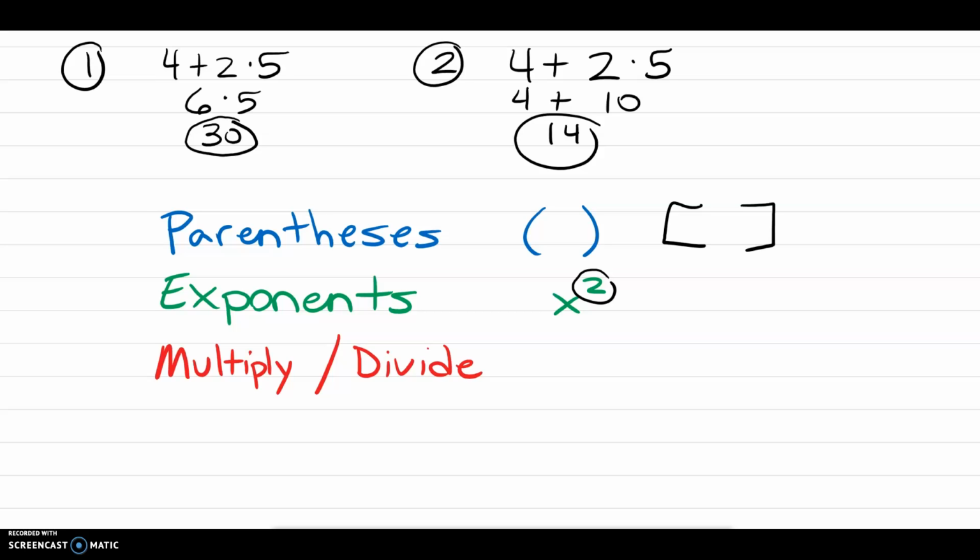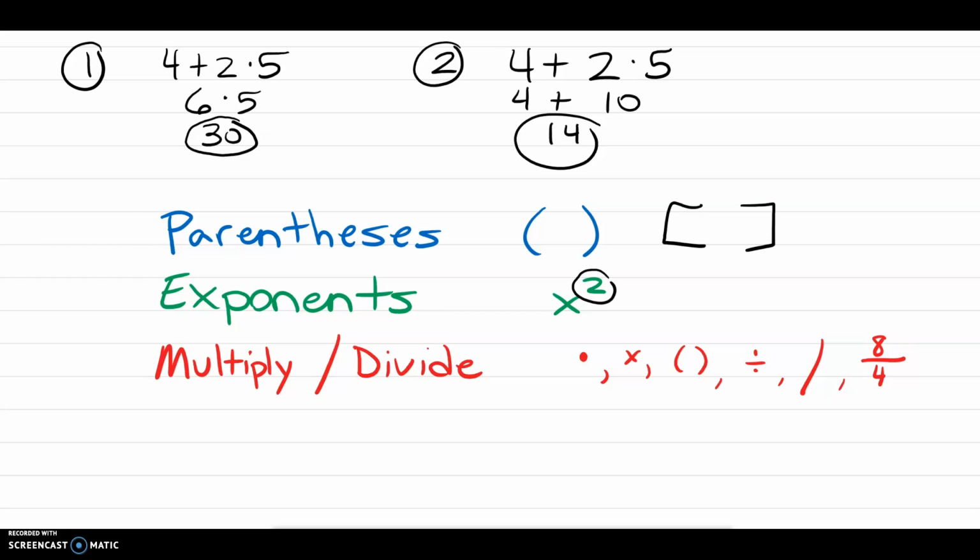So symbols for multiply, we have the times symbol. You can use a little x. And then even parentheses when things are next to each other is meaning to multiply. For division, you're going to use the divide by symbol, the fraction symbol, or even writing a fraction with a number above, like 8 divided by 4. That would be a division problem. So there are a couple ways to see division and a couple ways to see multiplication.